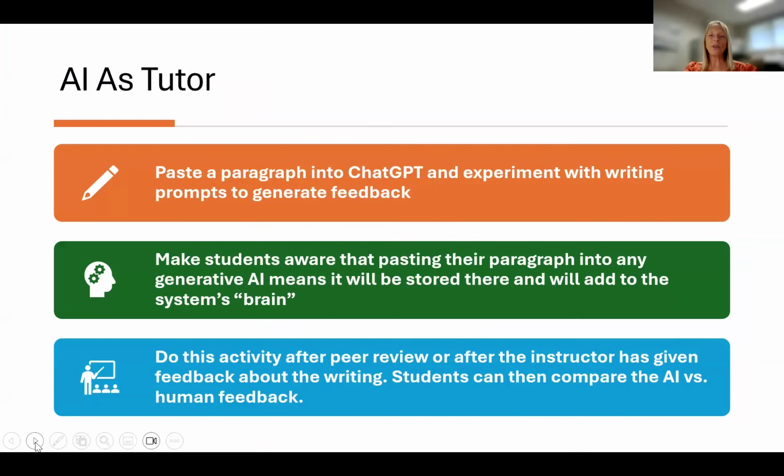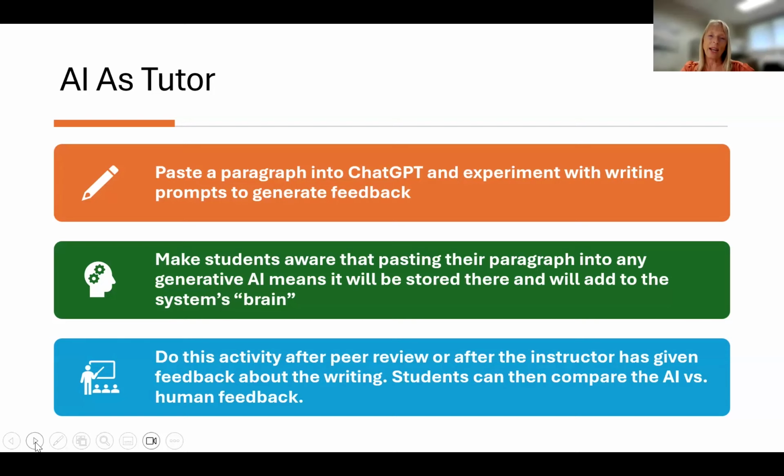Right. And also, I've shown them how to use the AI as a tutor. So I invite them to paste a paragraph into ChatGPT, for example, and then experiment with writing prompts to generate feedback from it. And of course, make sure that they understand that once they put it in there, it now becomes part of the system. And we do this after we do peer review and after I've given some feedback. So then they can compare what the AI says to what the humans say.